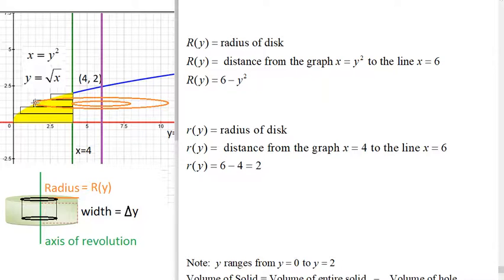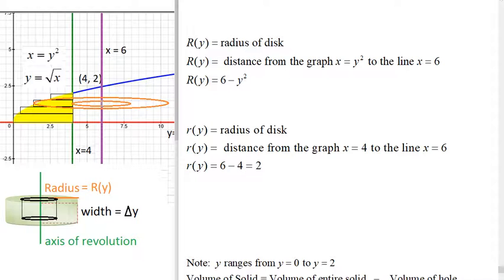The outer radius will go from the graph x equal to y squared to the axis of revolution, which is x equal to 6. So the graph is x equal to y squared. The axis of revolution is x equal to 6. And so the radius from here to here will be 6 minus y squared. This is the vertical line x equal to 6. This graph is x equal to y squared. And therefore the radius from here to here will be 6 minus y squared. And so that's what we get for the outer radius.